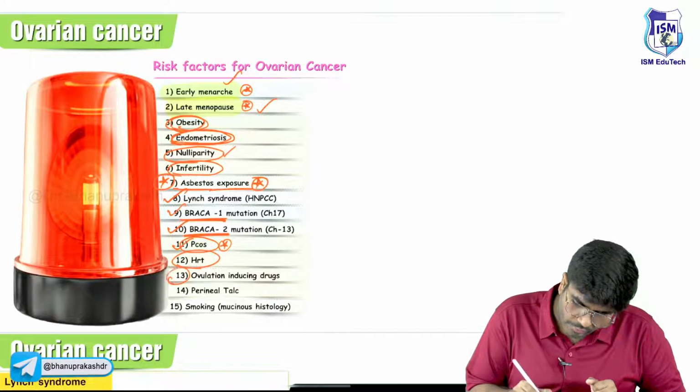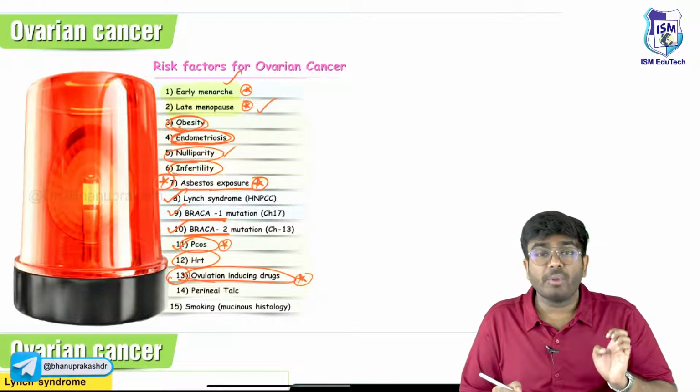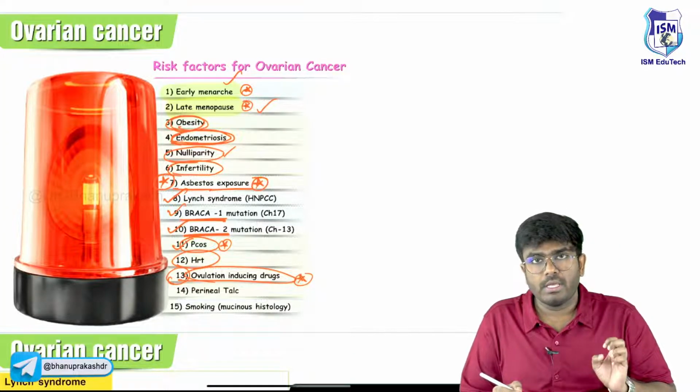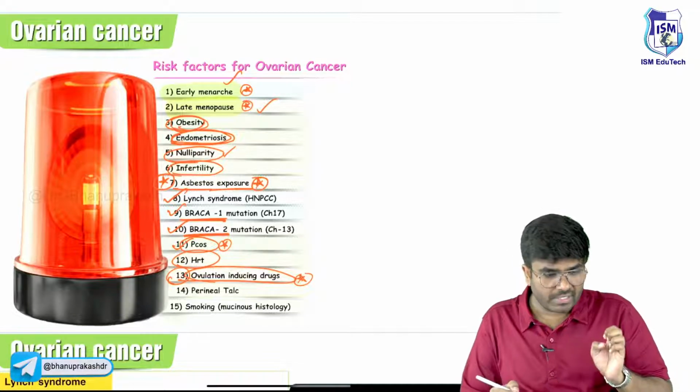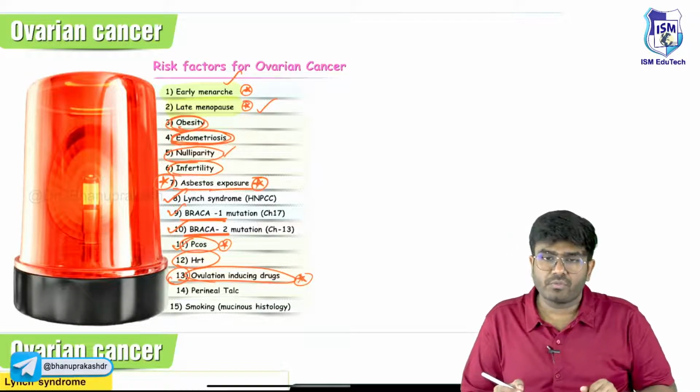And ovulation inducing drugs. Certain drugs will cause ovulation: clomiphene citrate, letrozole. They are the ovulation inducing drugs. Means causing stress on the ovaries. There is a chance of ovarian cancer.